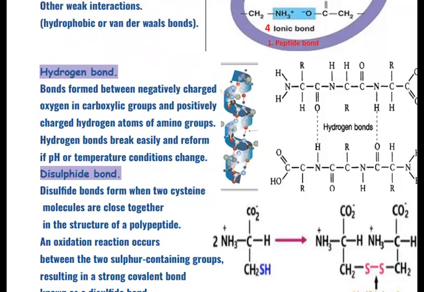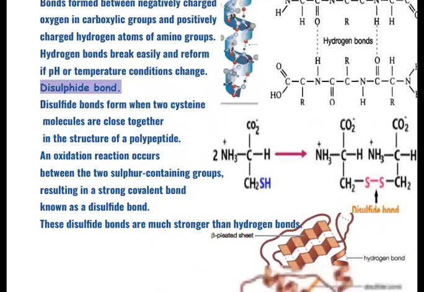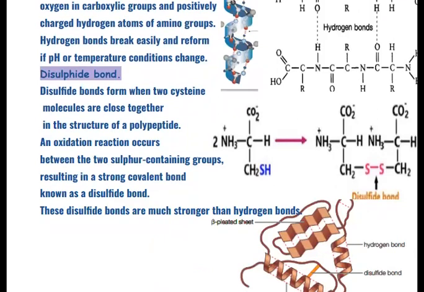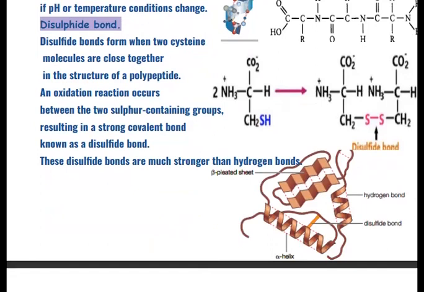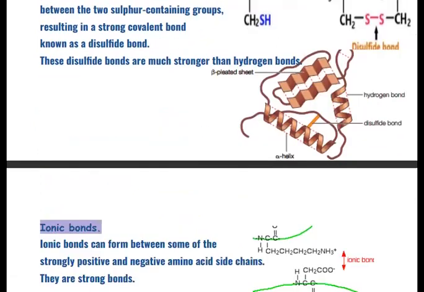Disulfide bond. Disulfide bonds form when two cysteine molecules are close together in the structure of a polypeptide. An oxidation reaction occurs between the two sulfur-containing groups, resulting in a strong covalent bond known as a disulfide bond. These disulfide bonds are much stronger than hydrogen bonds.